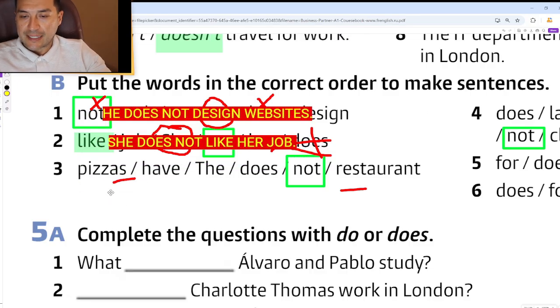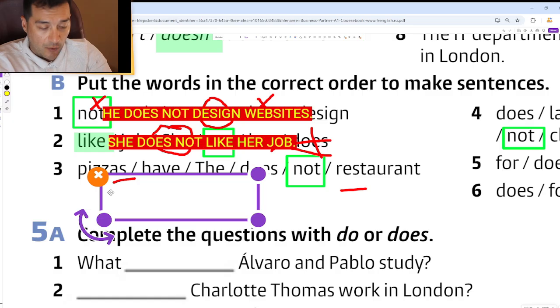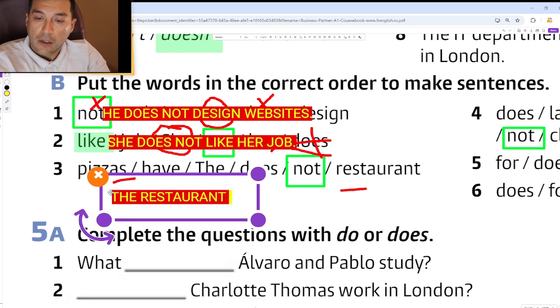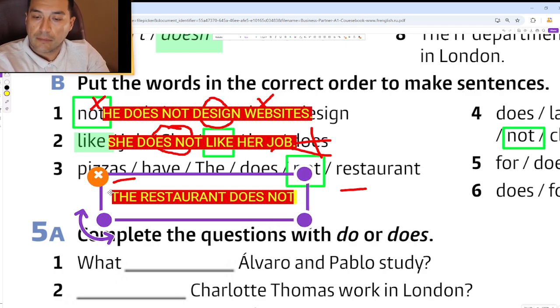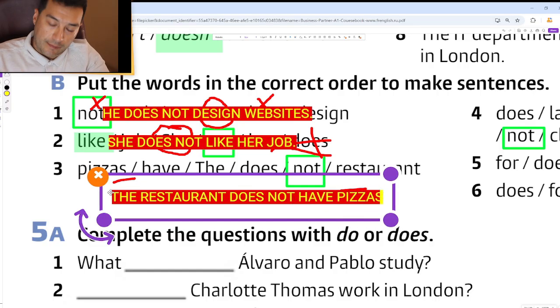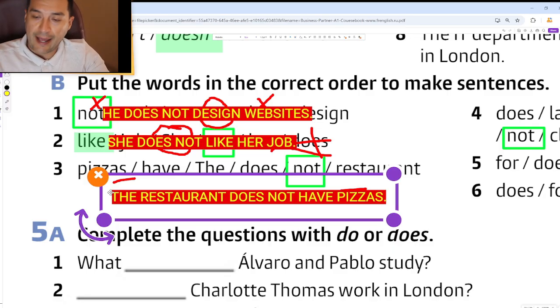Number 3, pizzas or the restaurant. Let's start with the restaurant and see if it works. The restaurant does not, oh, does, because one restaurant. It does not have pizzas. The restaurant does not have pizzas.